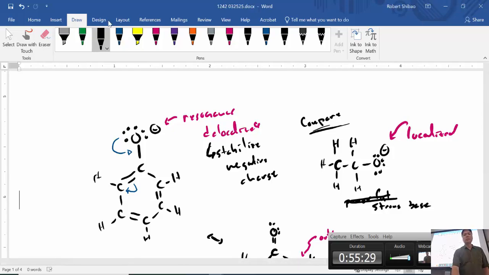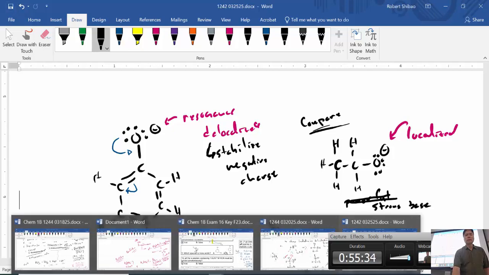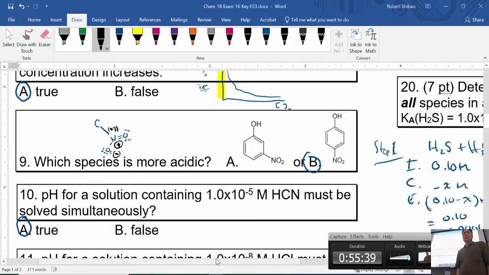So let's go back to the quiz here. So we have an electron withdrawer. This one's attached to the meta position. This one's attached to the para position. It makes a difference. Which one do you think? Because, I mean, this part is the same.